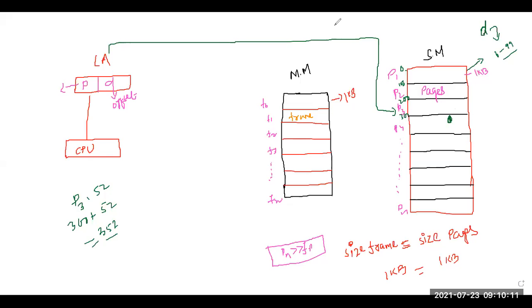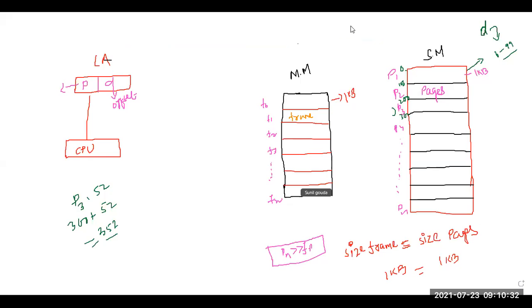But what is actually happening? We are not directly communicating with the secondary memory, because the access time of secondary memory is much higher. So I will communicate with main memory. Main memory understands only physical addresses. Now I have to convert this logical address to the physical address. Now we will see how we will convert it.